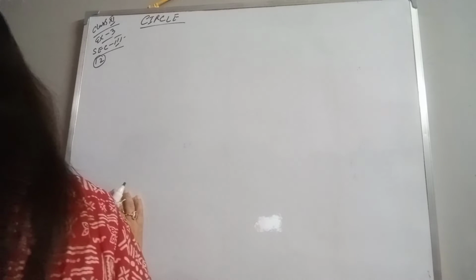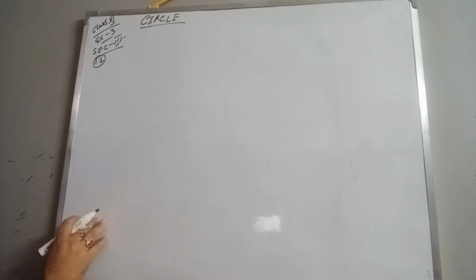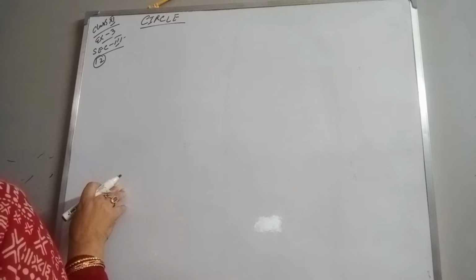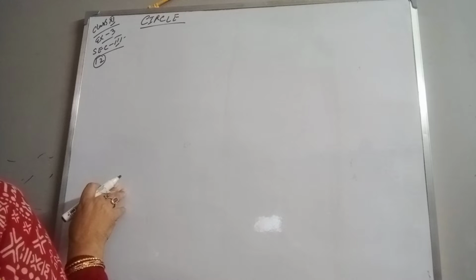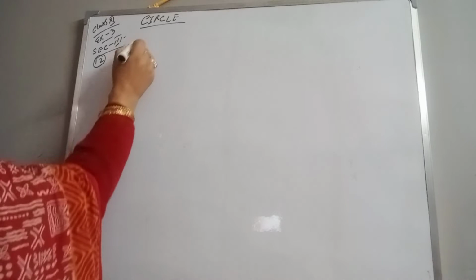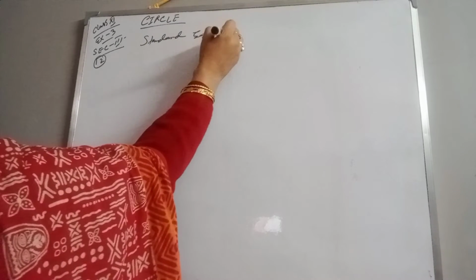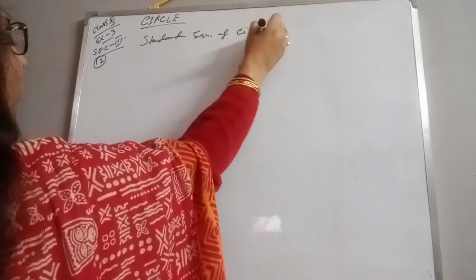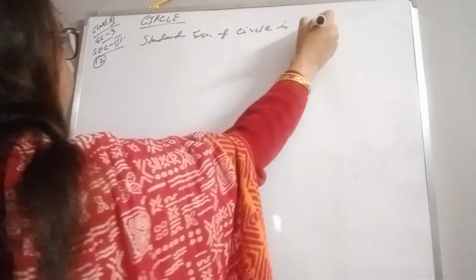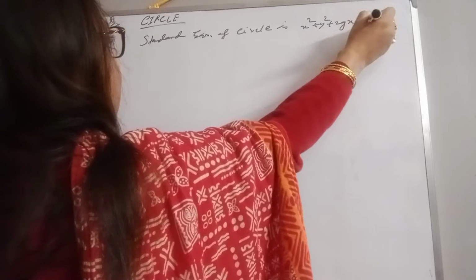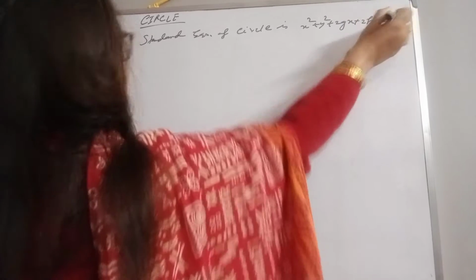Find the equation of the circle through the points (4, 3) and (-2, 5), and having its center on the line 2x minus 3y is equal to 4. Now, what is the standard equation of a circle? The standard equation of a circle, we know, is x square plus y square plus 2gx plus 2fy plus c equals to 0.